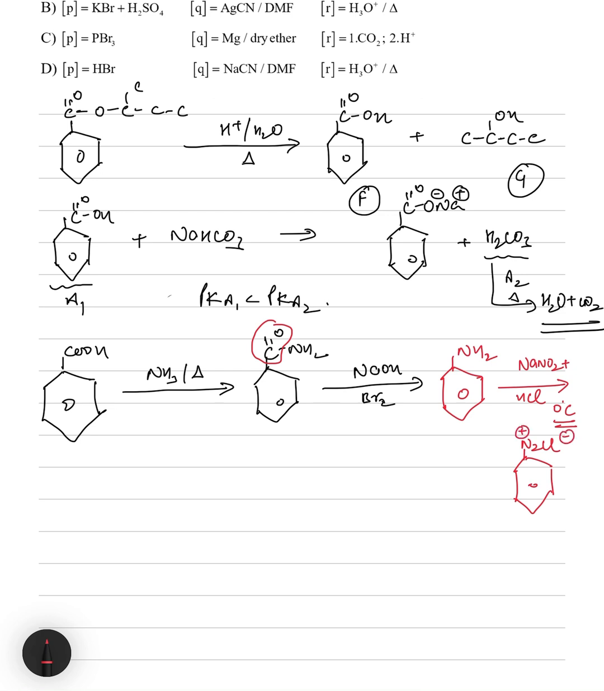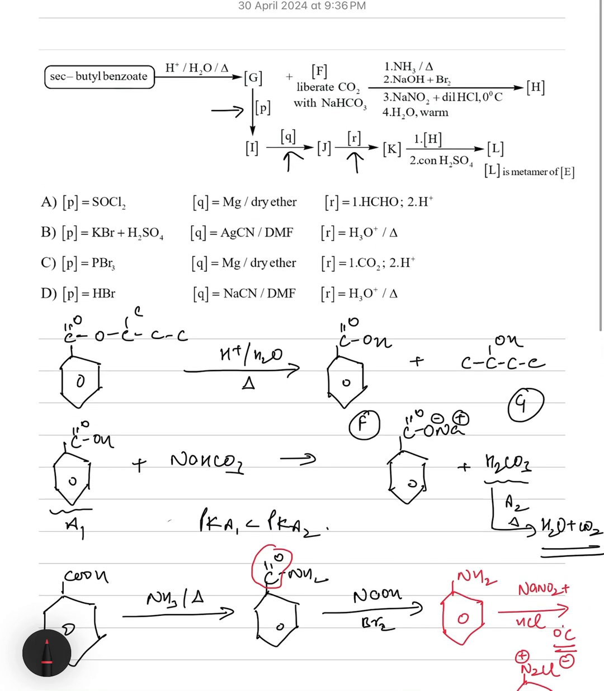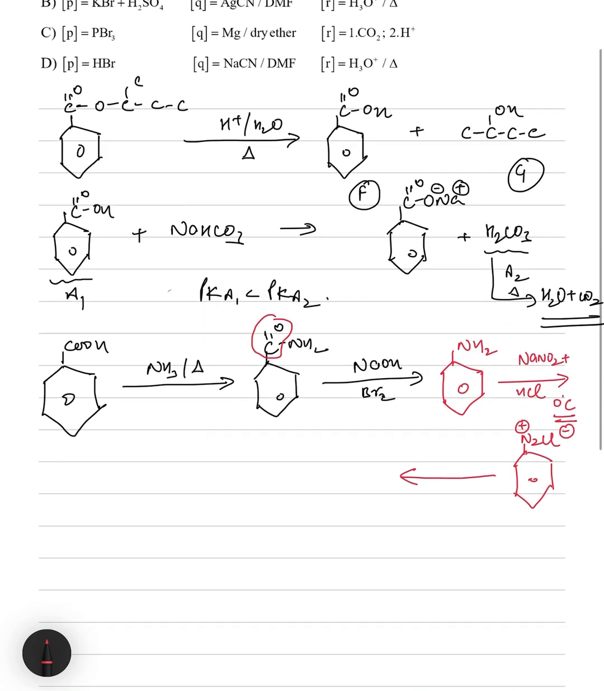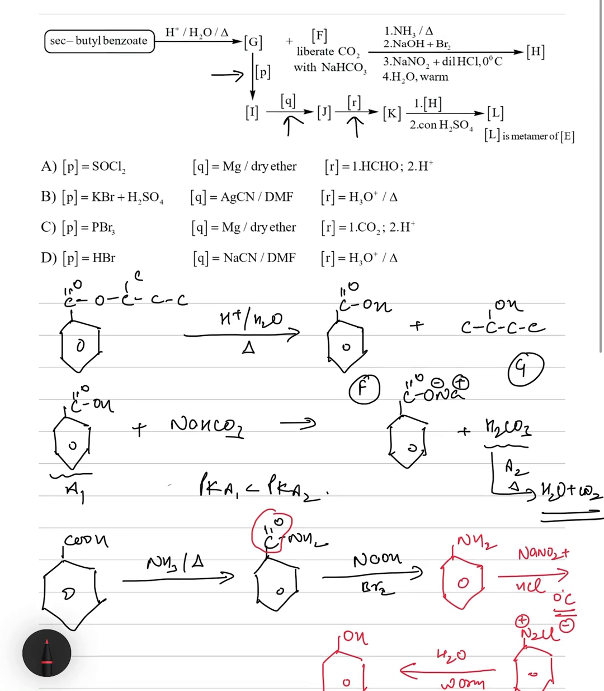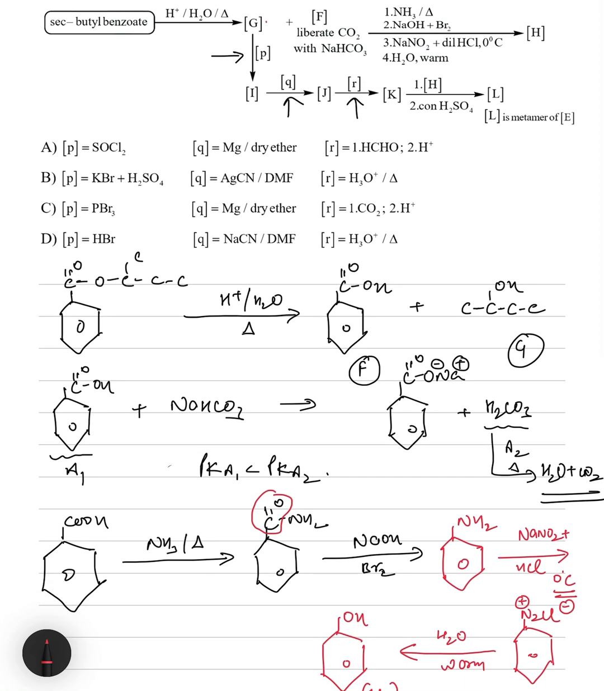like this. And then when the diazonium chloride salt is made to react with warm water, what will happen? The leaving group N2 will be removed, and the product obtained here is the phenol, right? So phenol is obtained as the product, which is the H. So here H molecule is this one, right? This is the first part of the reaction which we have done. So we have already identified G, F and H.